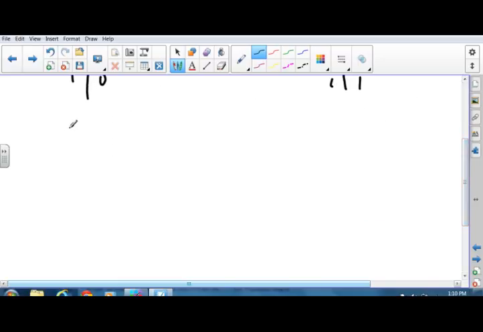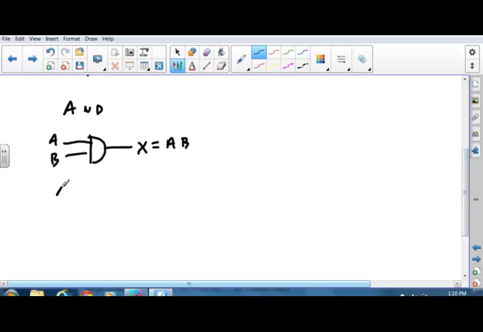And we have AND gates, and they look like that. We have an A, a B, and an output X, and we say X is equal to A and B. Even though it looks like they're multiplying, we still say A and B. Then they have a truth table, A, B, X: 0, 0, 0; 0, 1, 0; 1, 0, 0; 1, 1, 1. Notice that my truth table is counting in binary.